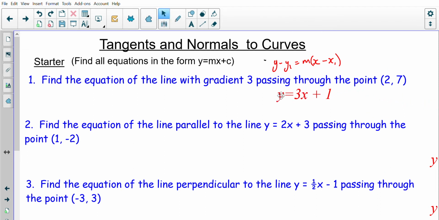So the answers you should have are y equals 3x plus 1, y equals 2x minus 4, and y equals minus 2x minus 3.